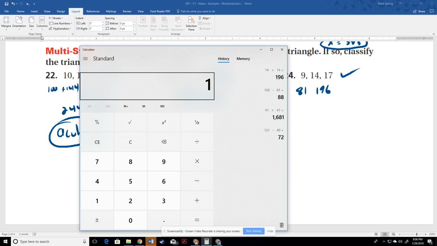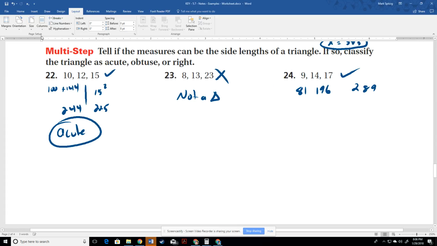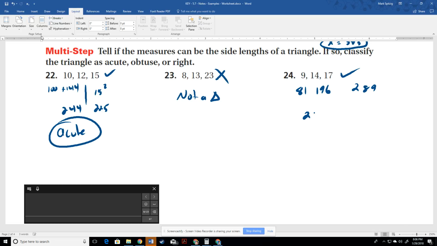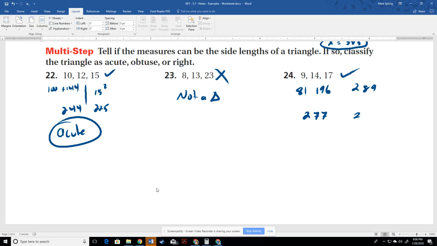17 times 17, 289. Okay, 289, and 81 plus 196 is going to be 277. So, and 289. So we get c squared is bigger in this case. So because c squared is bigger, it's going to be obtuse. So just think about it in terms of c squared, and you should be good.